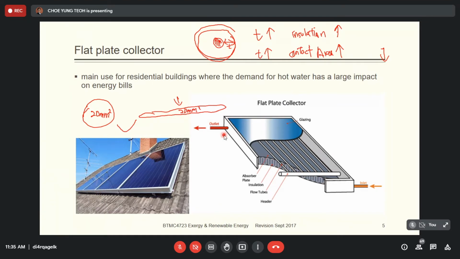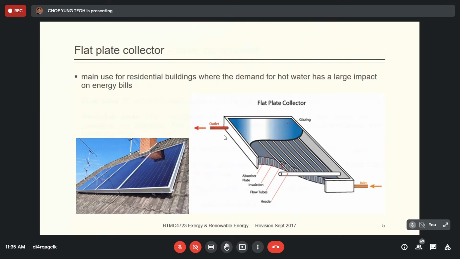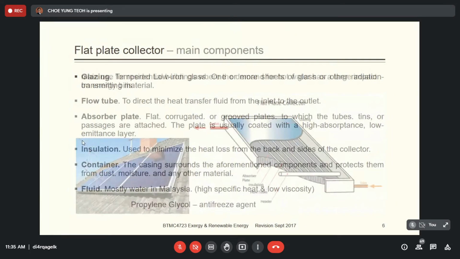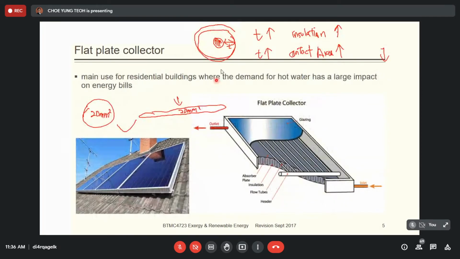Okay, I think similar. We have a container. Okay, the container here is actually a tank to store the hot water. Maybe we need a container to store hot water, and we need a container to protect the entire fluid collector. Okay, and then the fluid inside the tube. In Malaysia, mostly we use water.